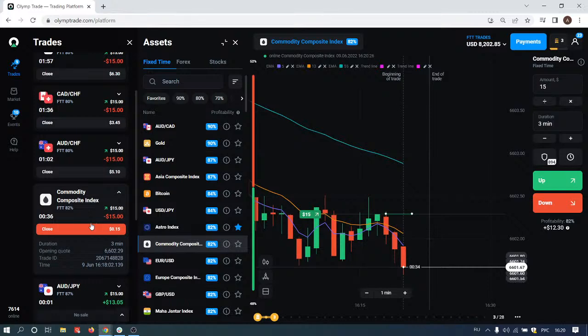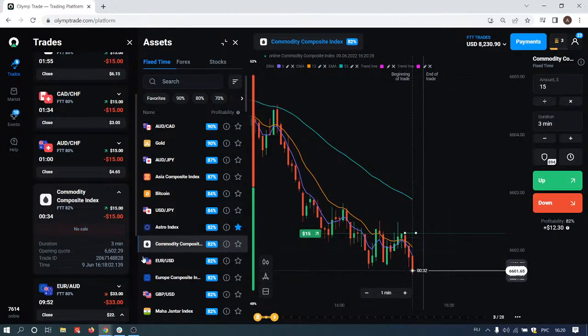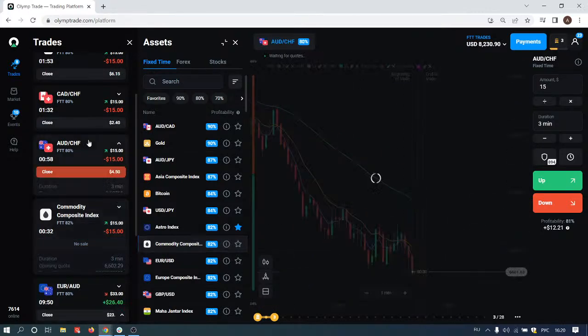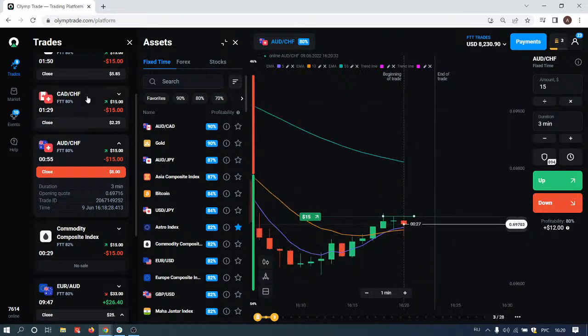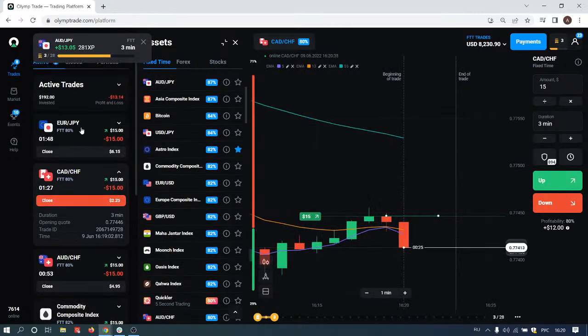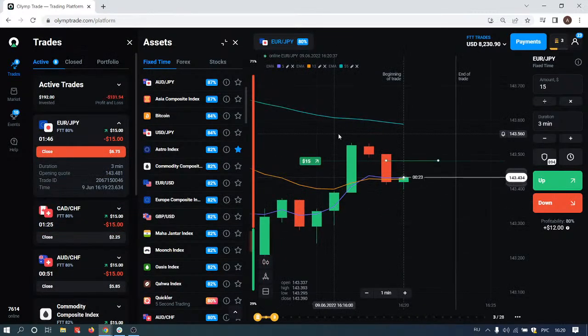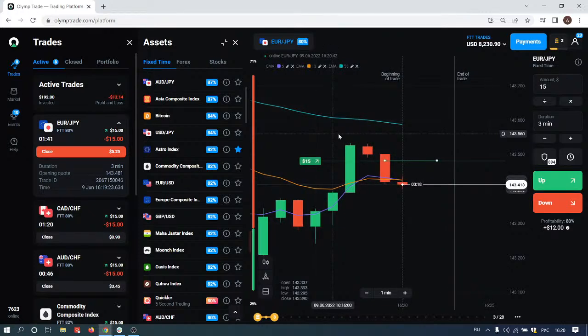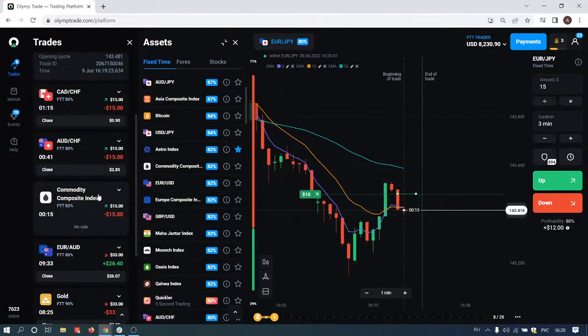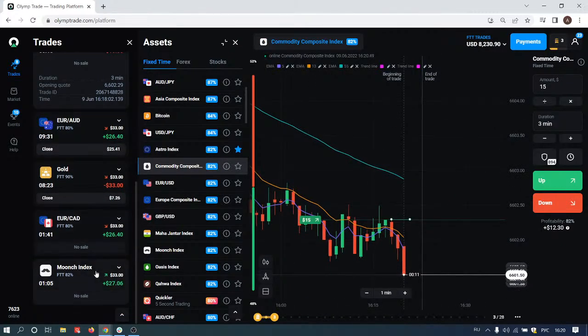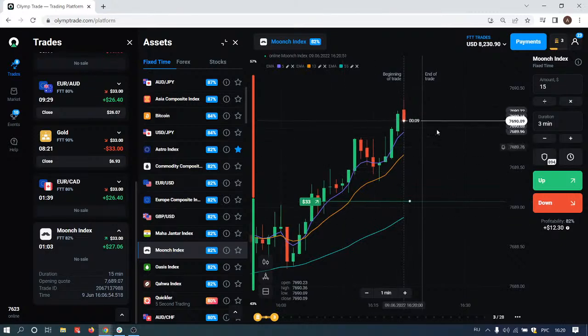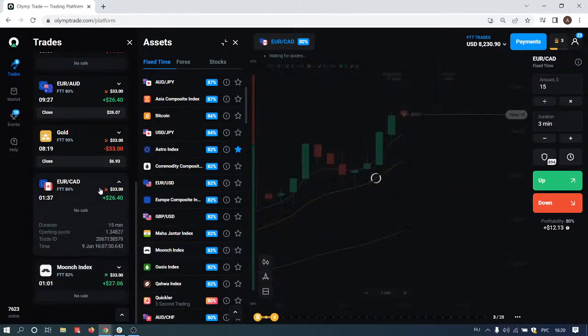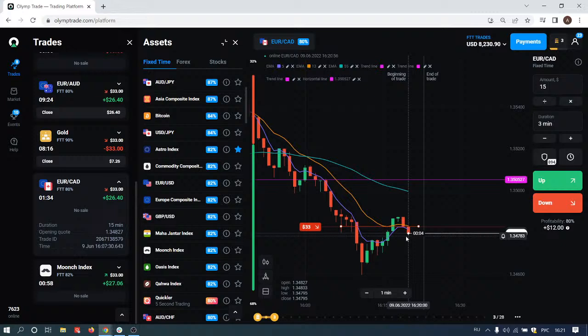Okay, so unfortunately this commodity index has not reversed. AUDCHF. Well, I think I'm still holding some chances of winning. So let's see how these trades close. All right, I'm pretty sure that this one will close with a profit. Now the euro against the Canadian dollar.